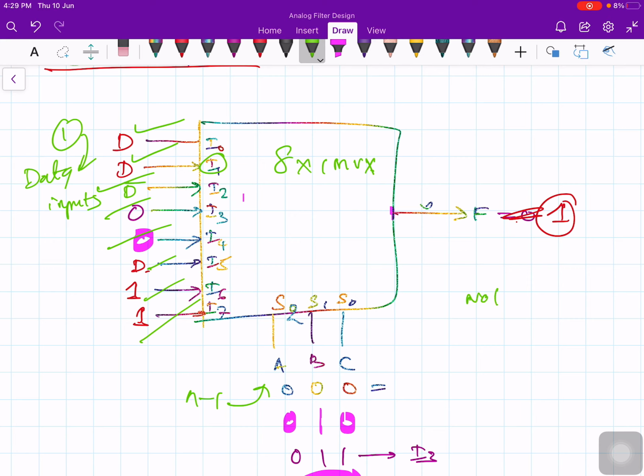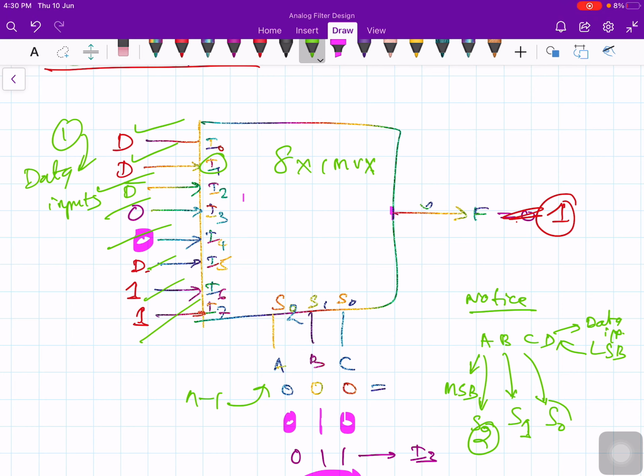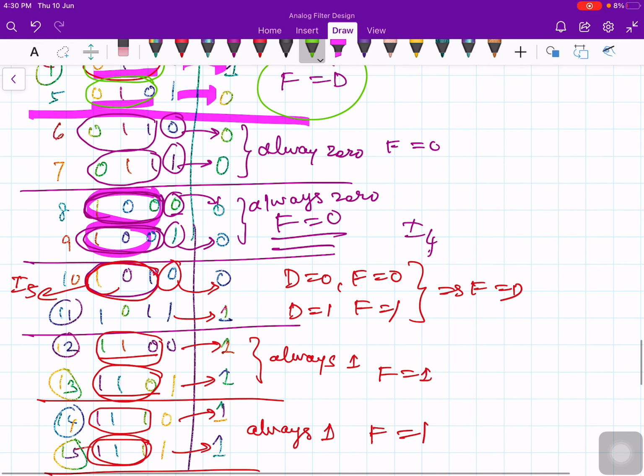And the important point is, notice that if I write A, B, C, D, this A is called MSB, most significant bit, and this D is called least significant bit. This D is chosen for data input lines, and this A is given to the highest significant bit, so this is S2. Look at the suffix 2, higher order bit. This B is given to S1 and C is given to S0. Don't reverse the order. So the first variable A must be connected to selection input S2, B to S1, and C to S0. And the values for the data inputs are determined from the truth table.